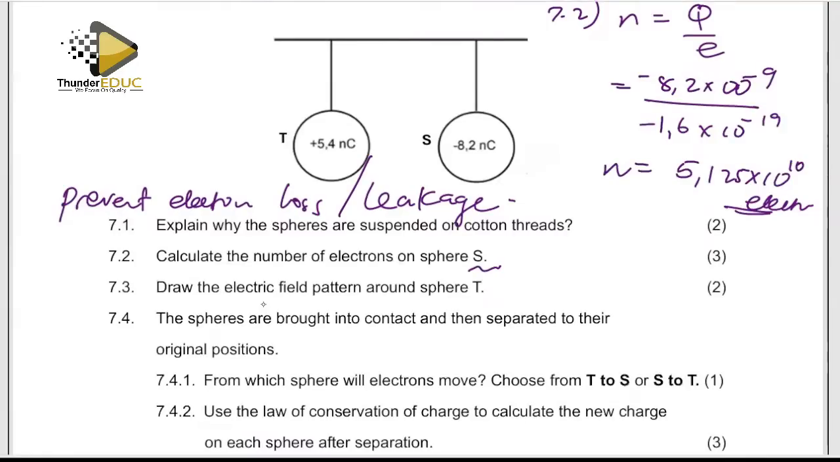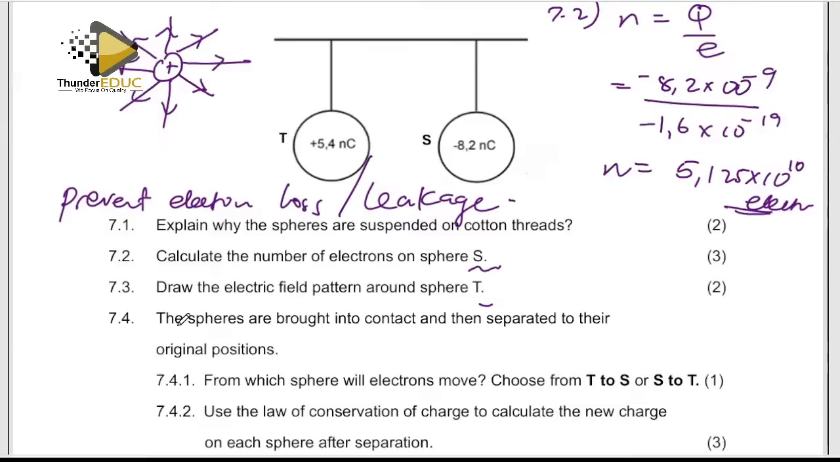Then draw the electric field pattern around T. So T is positive. So the field lines should be seen moving out of the sphere. Let's just have that. So the arrows must be moving out since it's positively charged. So that is how it should be done or drawn.